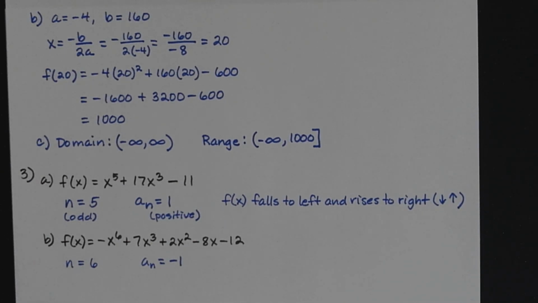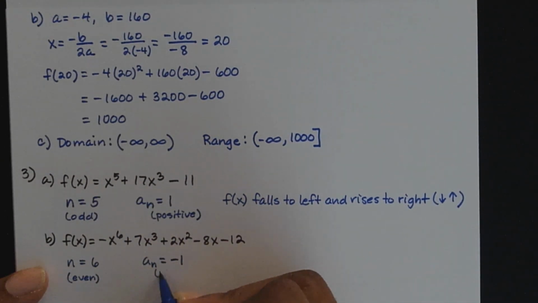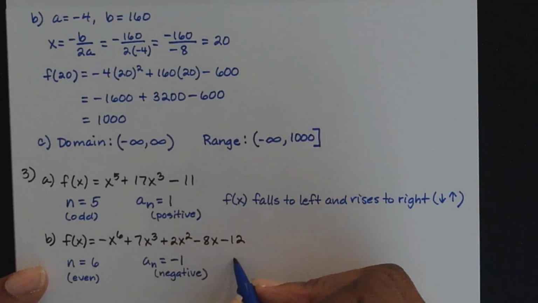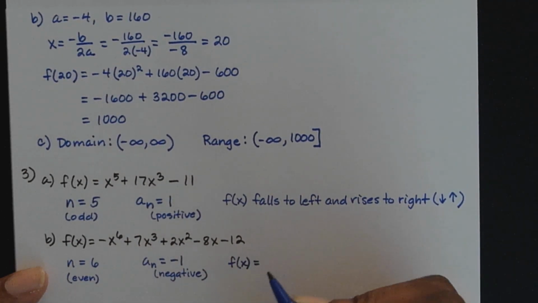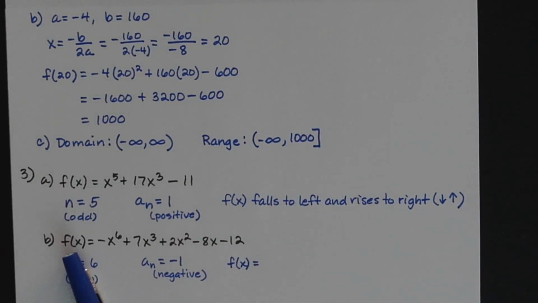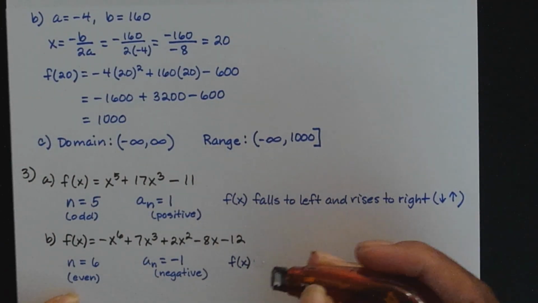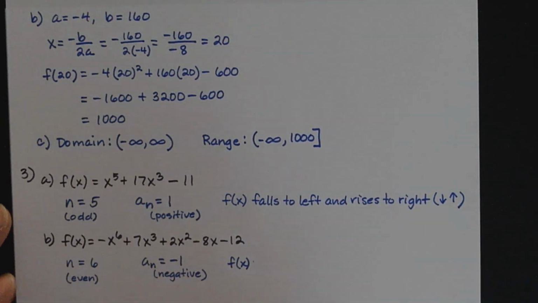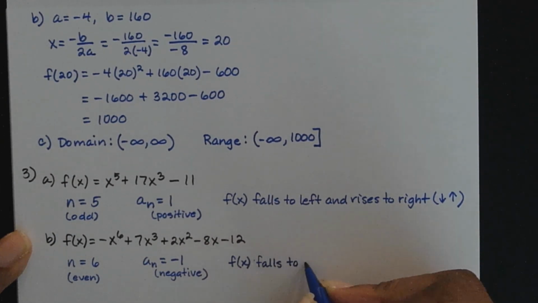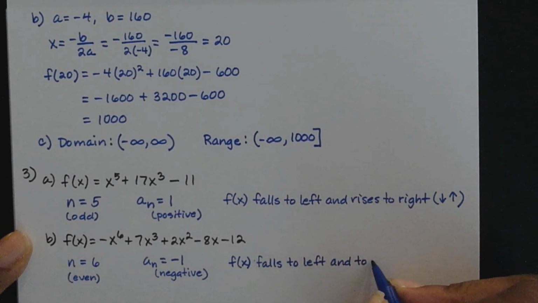All right, so here n is even, but what about a sub n? Negative. So the behavior of that would be that f of x, and since it's negative, it's going to have... no, n is even. They're going to have the end behavior on the left, it'll be the same. And since it's negative, that means it's going to fall to the left and to the right.